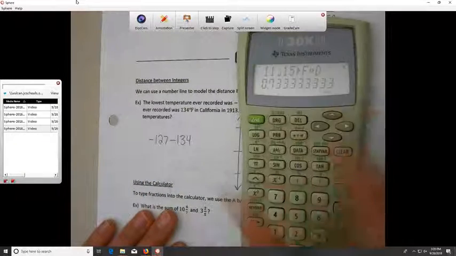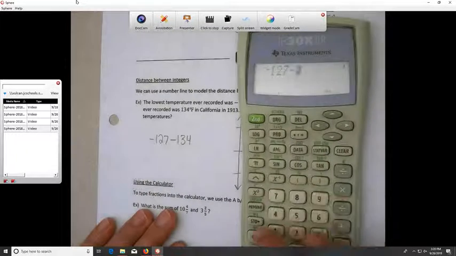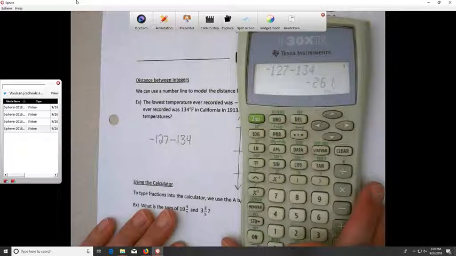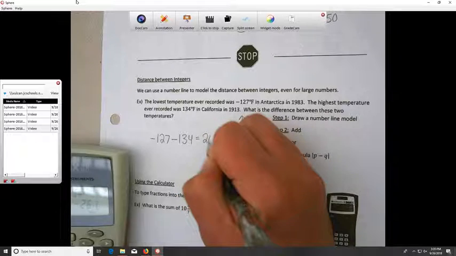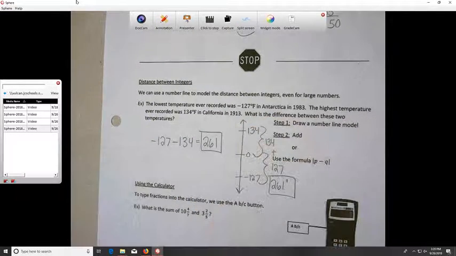Okay, so I would type that in. And I'm going to get -261, but I'm just going to ignore the negative sign because I'm looking for the distance essentially between the two numbers. Alright, so I just want that to be positive.